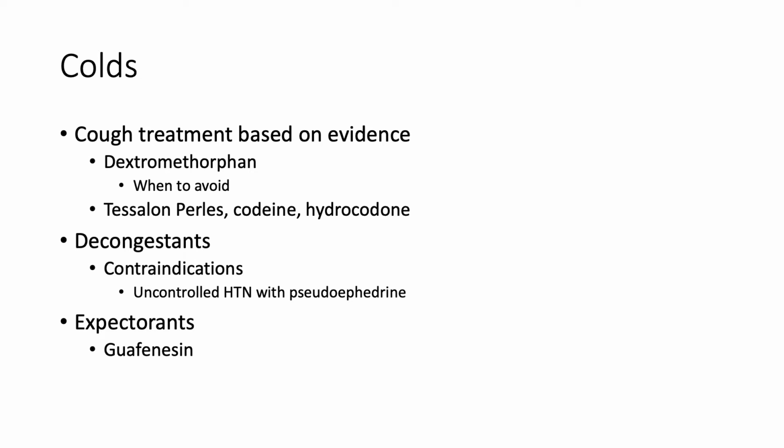This is the information you need to know on colds. First of all, you need to be able to identify which ones are cough suppressants, decongestants, and expectorants. Then you need to know more specifically when to avoid dextromethorphan or any of those products that have DM next to it, and when to use Tessalon pearls, codeine, and hydrocodone, and basically more what the evidence is on whether or not to use them.